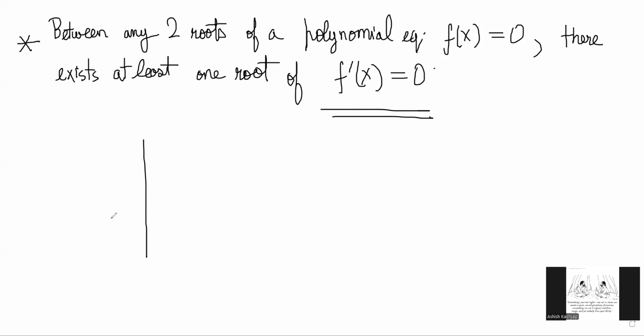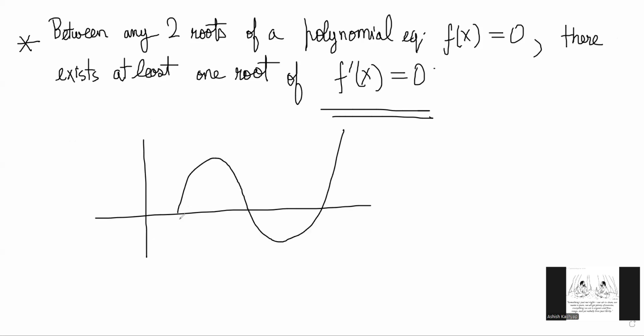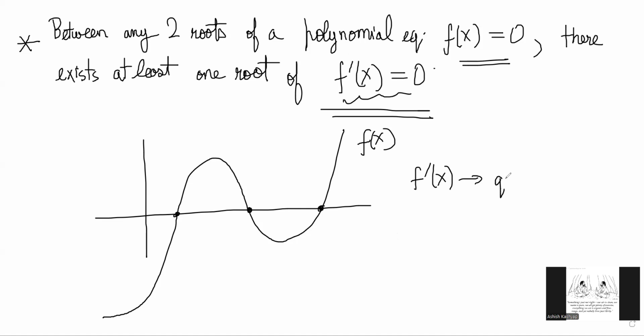So what are we saying here? If you have a polynomial with multiple roots, let's say we have a cubic polynomial. This is an example of a cubic polynomial. It has 3 roots, right? Now, what the theorem is saying is between any two roots of the polynomial, there is at least one root of the derivative. So the derivative f dash x will become a quadratic, right?